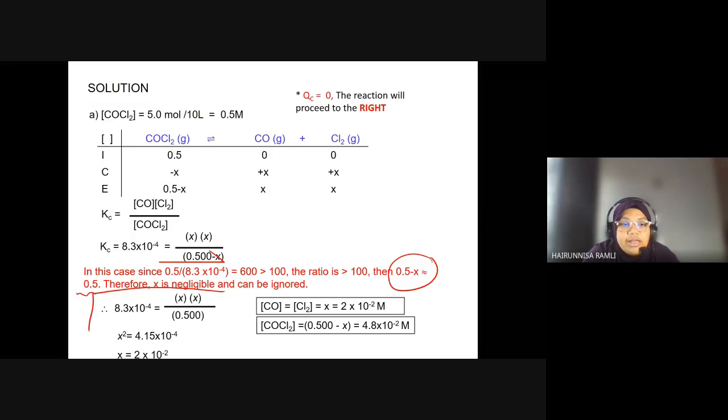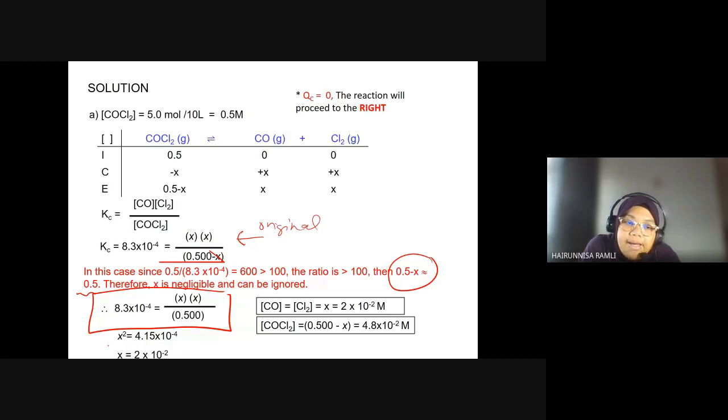Daripada yang asal, ini asal. This is the original equation. You neglect the X, you akan dapat X tetap ada, multiply with X over 0.5 saja. Okay, so in this case tak perlulah sampai you nak buat quadratic kan. So that's why you akan dapat X square ni, you dapat X, lepas tu dapatlah, masuk je lah macam biasa. Untuk dapatkan, to get the concentration at equilibrium for 3 this one 3 substances yang ada kat sini. Okay, boleh eh? Okay, ni untuk A.